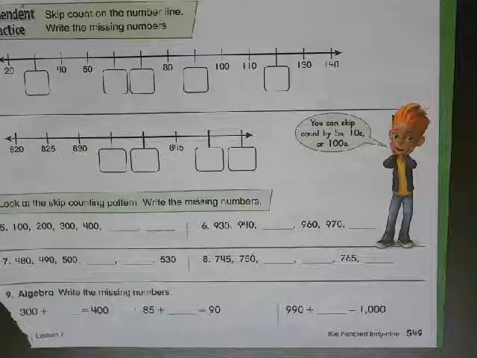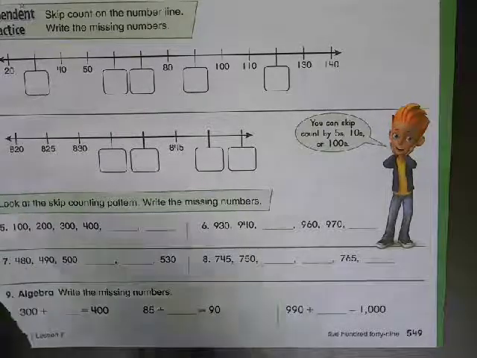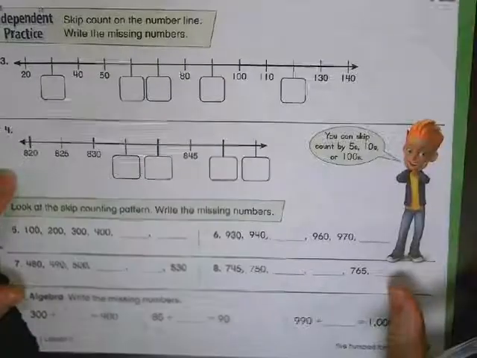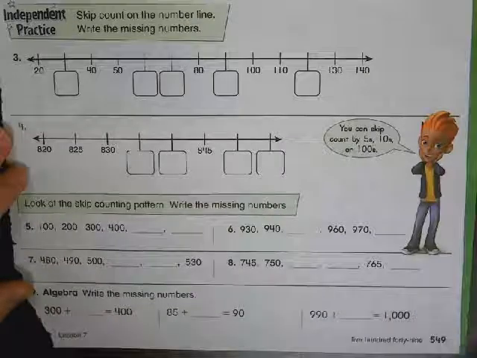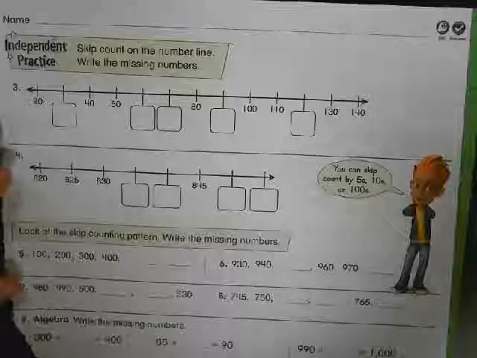Friends, today's On Your Own focuses on skip counting on number lines to look at number patterns. Write this in numbers. It's 549, 550. Make sure you have that ripped out, and let's get started on it. It says skip count on the number line, write the missing numbers.